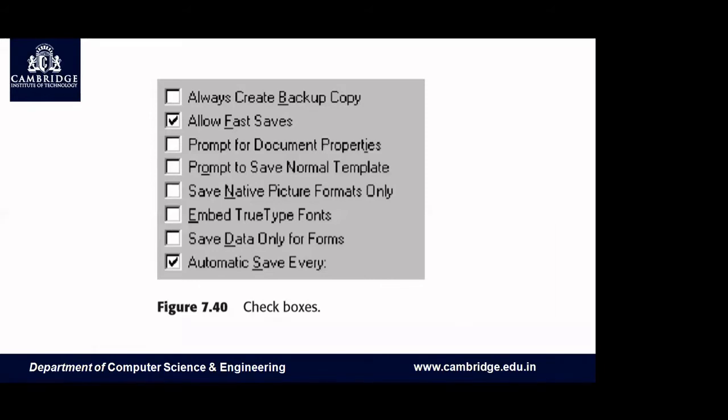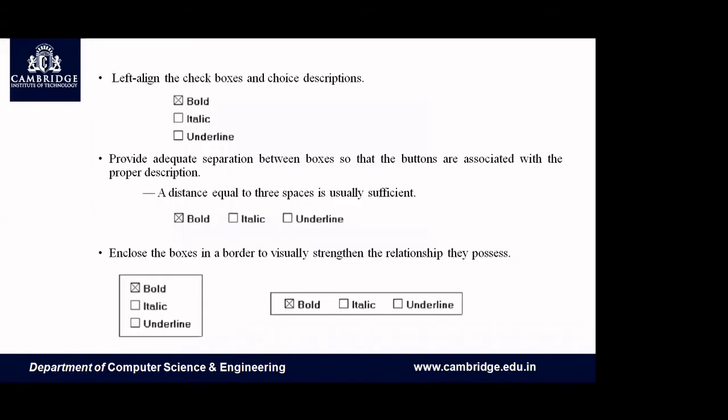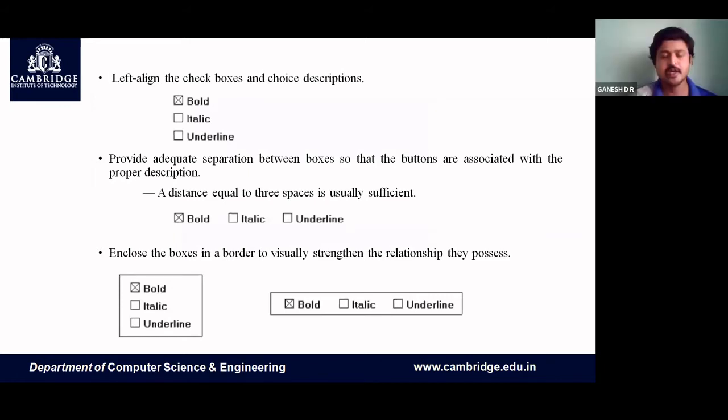One figure tells you that once you take an option, if you don't want to select it, you can untick it. So it gives you 2 modes, toggling between tick and untick mode. Left align the checkboxes and choice description. Whatever format we followed for radio buttons has to be followed the same way here also.